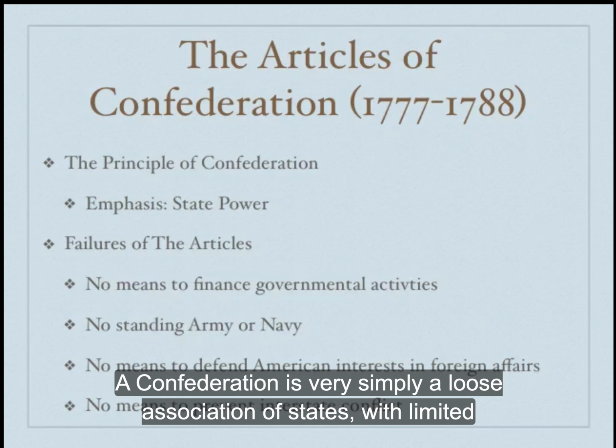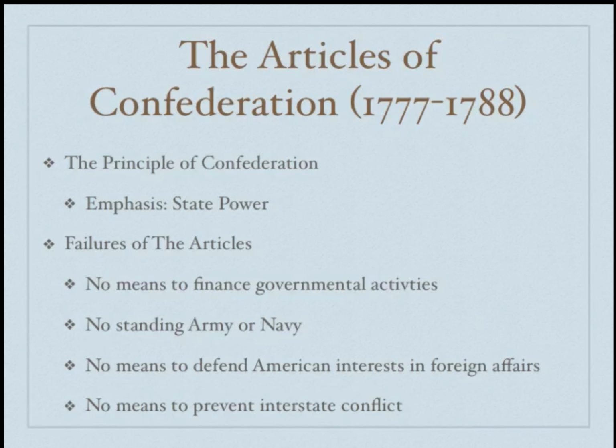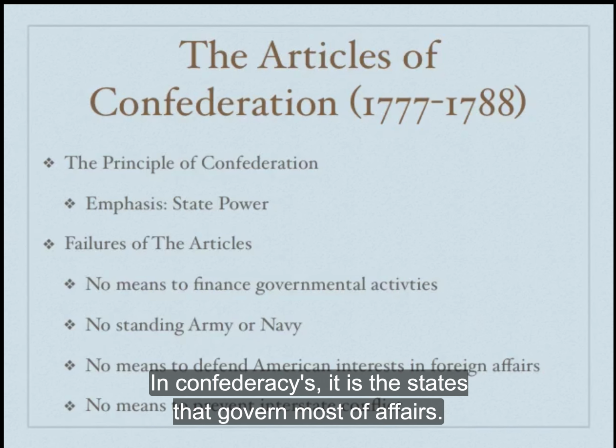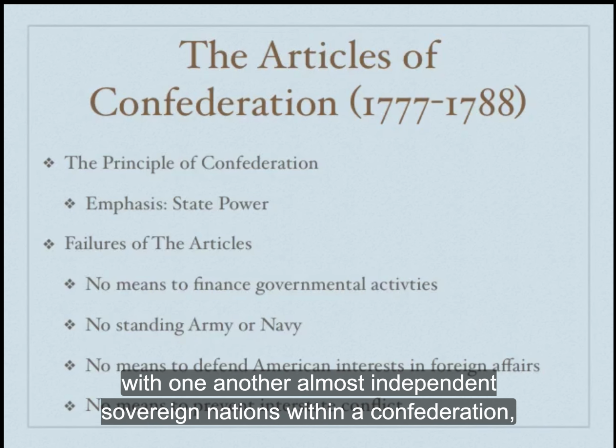principle of confederation. A confederation is very simply a loose association of states with limited or in some cases no central government to coordinate national interests. To put it candidly, the emphasis in a confederation is on state power. In confederacies, it is the states that govern most of affairs, and they have very little to do with one another.